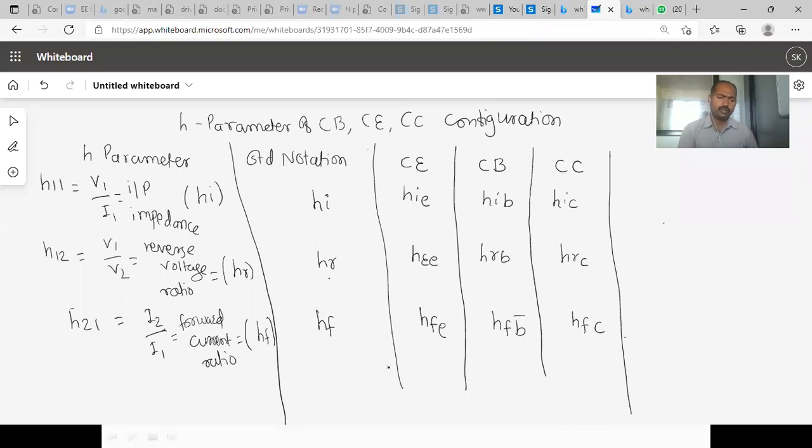Now H22, which is equal to I2 divided by V2. It is nothing but the output admittance. So this is nothing but HO, right? So the standard notation for it is HO. So now tell me for CE, CB, CC. Tell me fast. HO, please tell me.